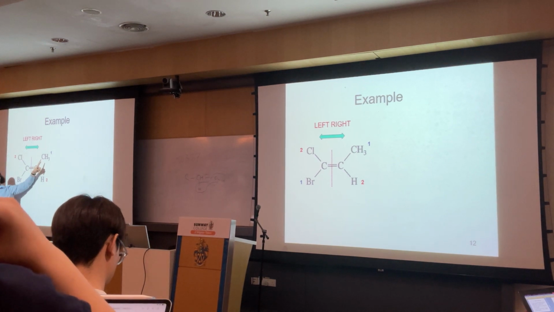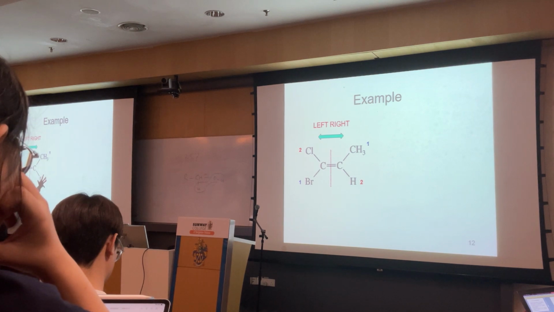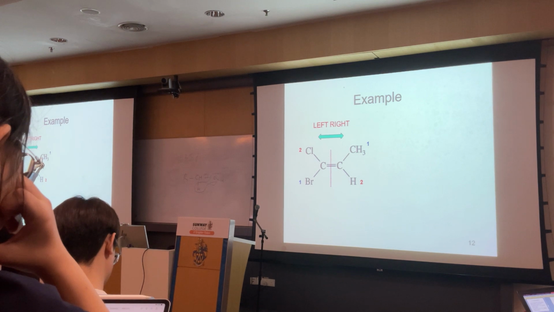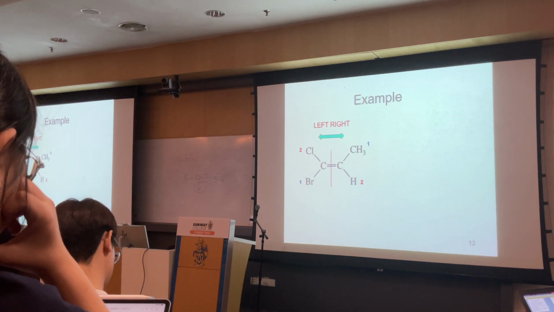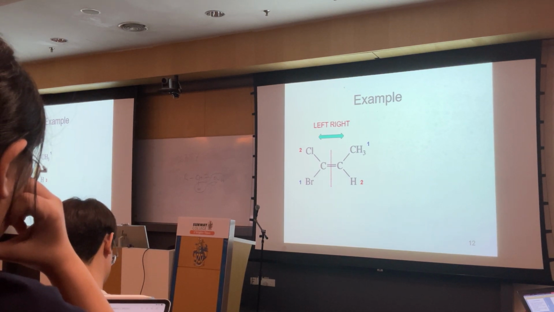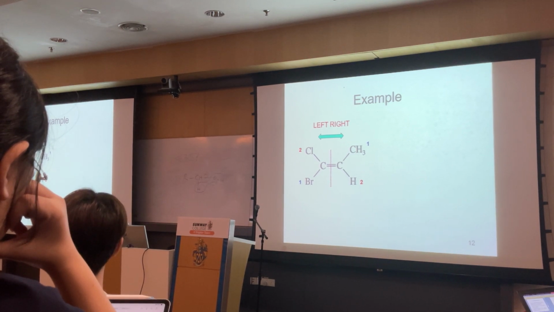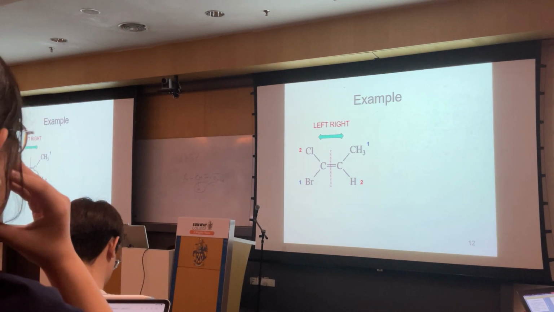Hydrogen has atomic number 1, carbon has atomic number 6. So based on atomic number, this takes high priority. So this is number 1 and this is number 2. Now we forget about this part and go to the other part. Here we have bromine, the next connecting atom. Here we have chlorine, the next connecting atom. Out of these two, bromine has higher atomic number and chlorine has lower atomic number. So this takes priority 1 and this takes priority 2.